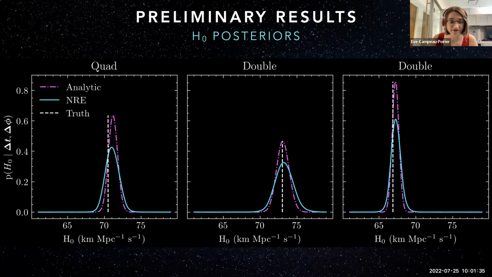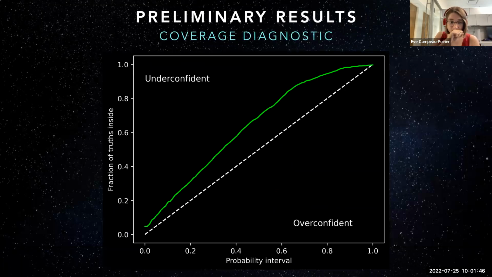But if it stays a bit wider than the analytical one, it wouldn't be the end of the world because the uncertainty on the joint inference of thousands of lenses will be reduced by the size of the dataset. That being said, our uncertainties still need to be accurate, and our neural ratio estimator is not as accurate.